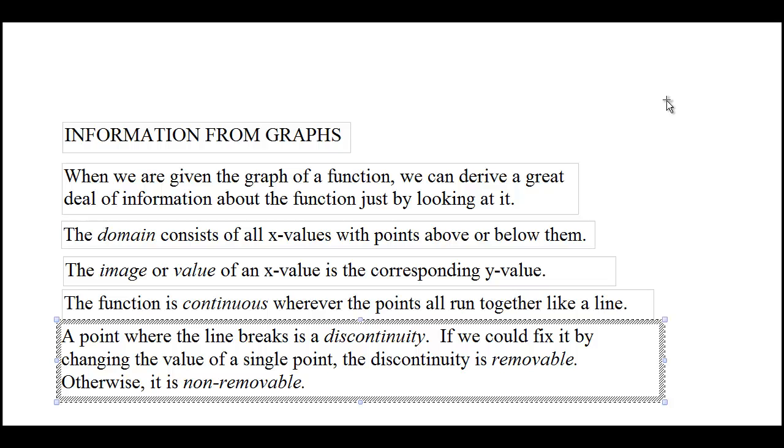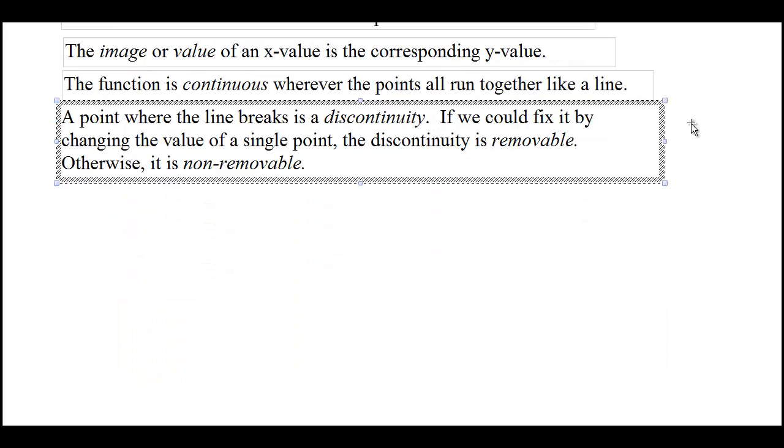A point where the line breaks is a discontinuity. If we could fix it by changing the value of a single point, the discontinuity is removable. Otherwise, it is a non-removable discontinuity.